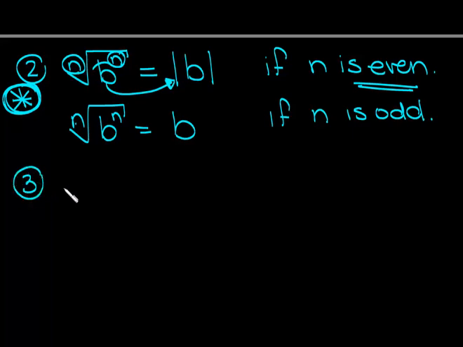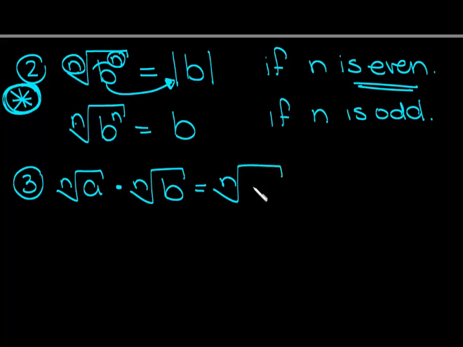The next property of radicals is if you take the nth root of a and multiply it by the nth root of b, then you get the nth root of a times b. If you're multiplying two radicals and the indexes are the same, then you can multiply the stuff on the inside.